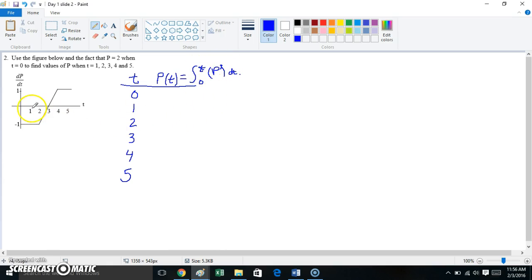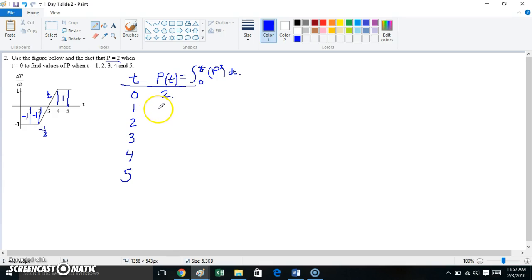Okay, so let's take a look at areas under the curve on each of those intervals. I'm going to do that geometrically by just drawing little partitions. So I know the first rectangle has an area of -1, second is -1, the third is -1/2, from 3 to 4 is +1/2, from 4 to 5 is 1. Okay, so they did tell us that p equals 2 when t equals 0.